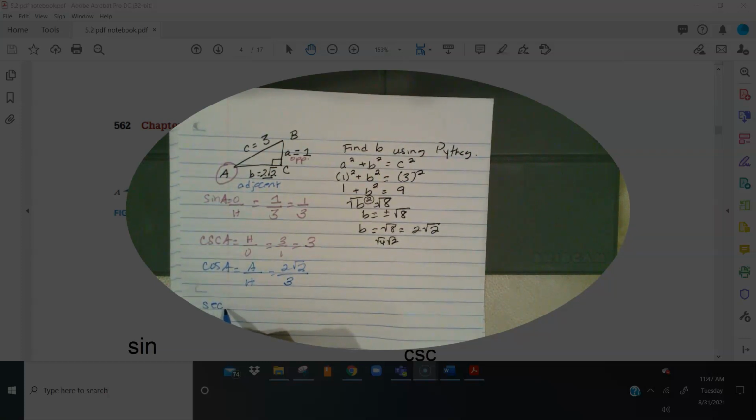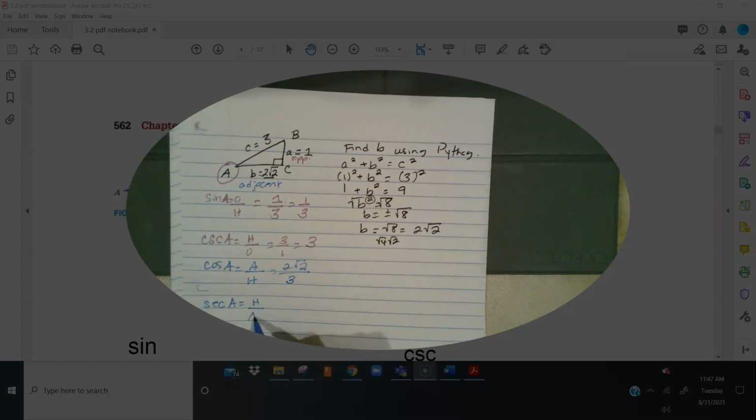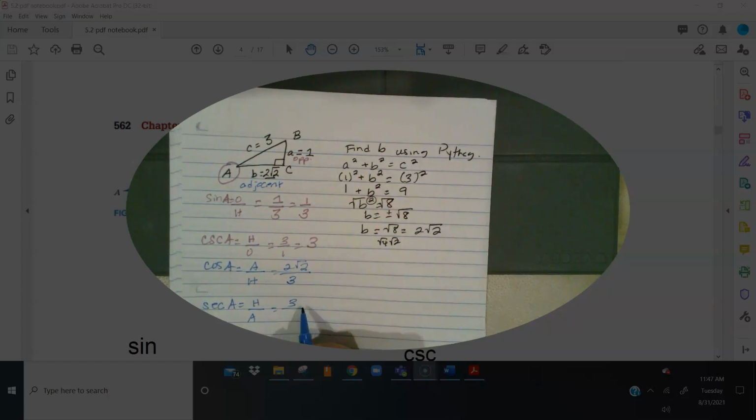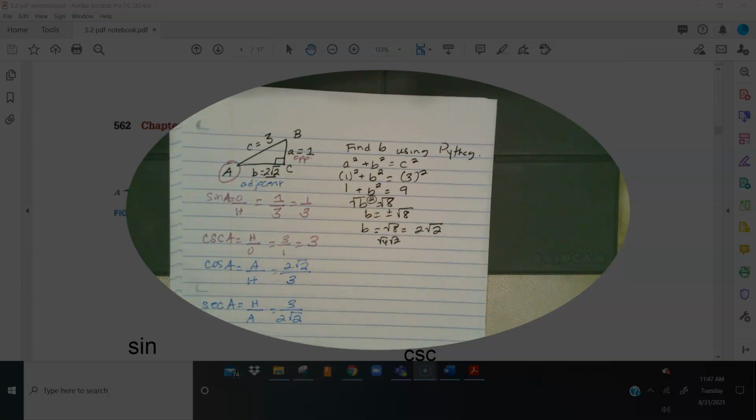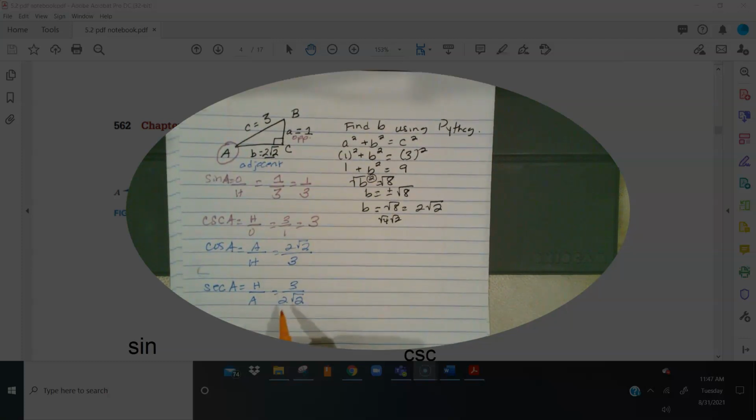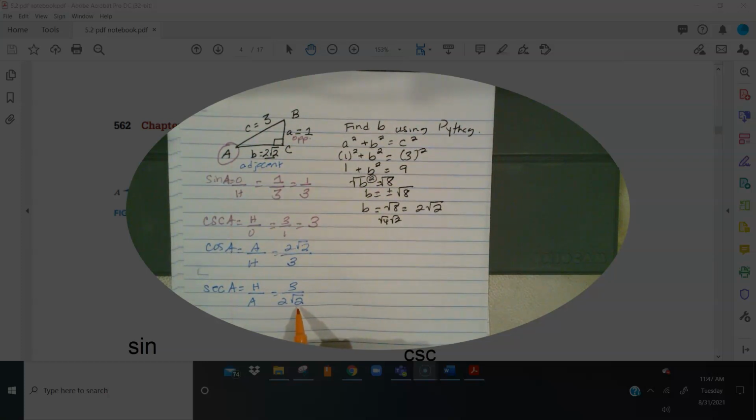Its reciprocal would be secant. The secant of A is the reciprocal, h over A, or hypotenuse over the adjacent side, which is 3 over 2 square roots of 2. We do need these to be rationalized. You can use your calculator if it has that possibility. If not, then this is the simplification part. You're not allowed to have a radical value in the denominator for rational numbers. It needs to be a whole number or an integer.